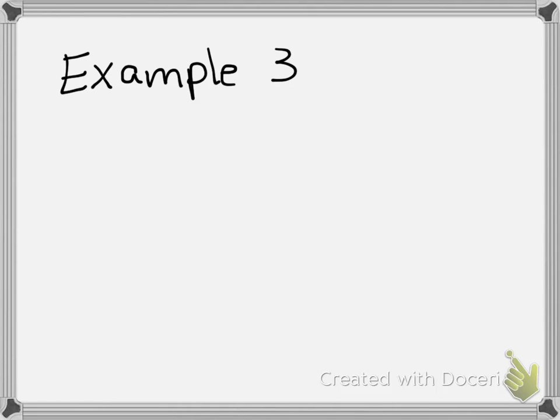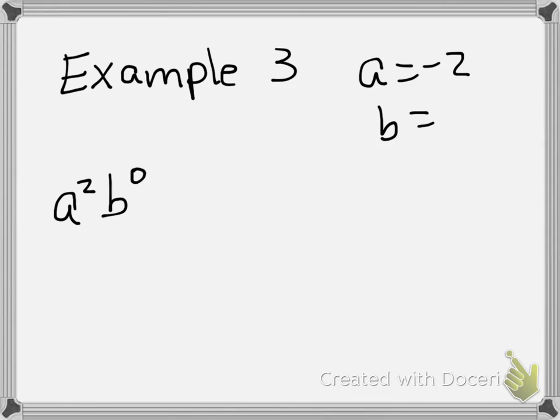Now let's look at another example, and this time we're actually going to substitute some numbers in. So if we had a squared b to the 0 power, but a is going to equal negative 2 and b is going to equal negative 3. So we're going to substitute those numbers in and then solve for the problem.